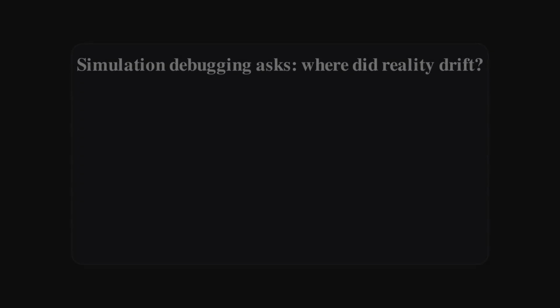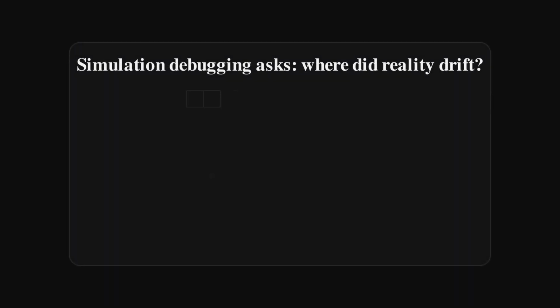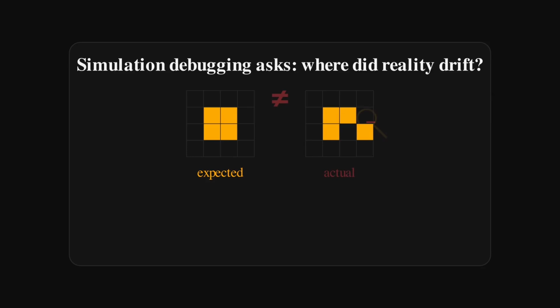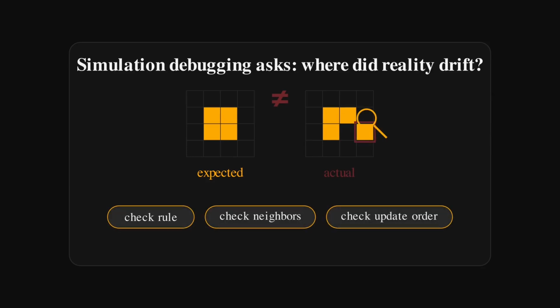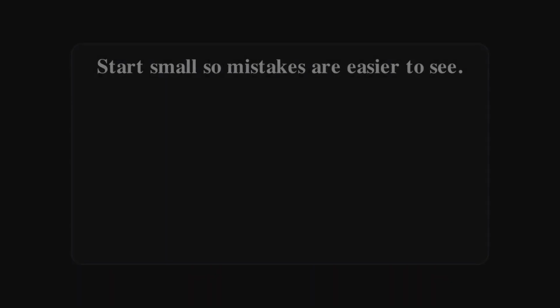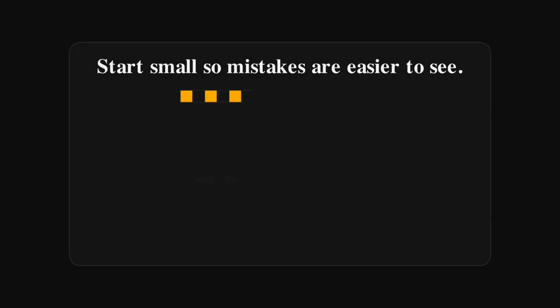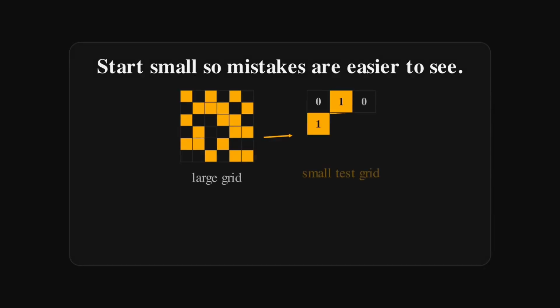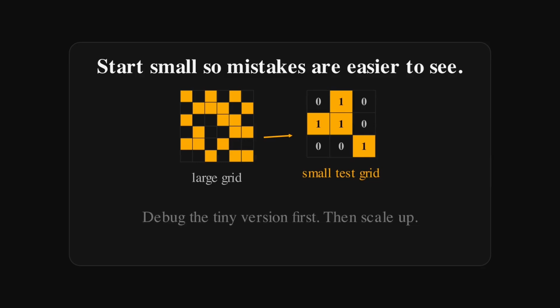Simulation debugging starts by comparing what we expected with what actually happened. If a cell changes when it should not, we investigate. We check the rule, we check the neighbors, we check the order of updates, then we fix one thing and test again. When a simulation is large, mistakes are hard to see. So we start small. A tiny grid is easier to understand. If the small version works correctly, then we can scale up to a larger simulation.